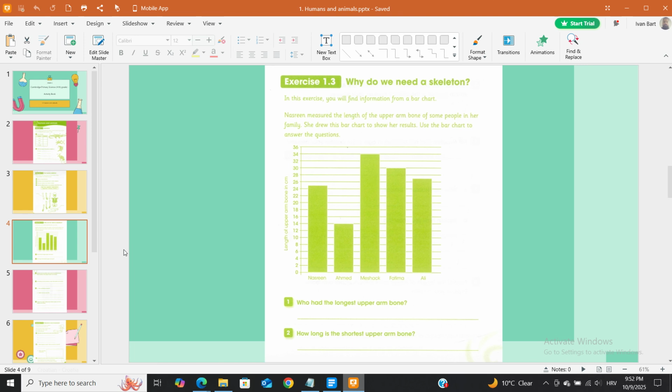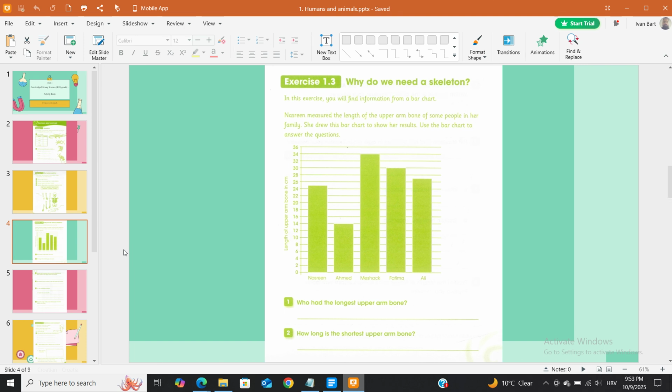Length of upper arm bone in cm. Nasreen, Ahmed, Meshach, Fatima, Ali.